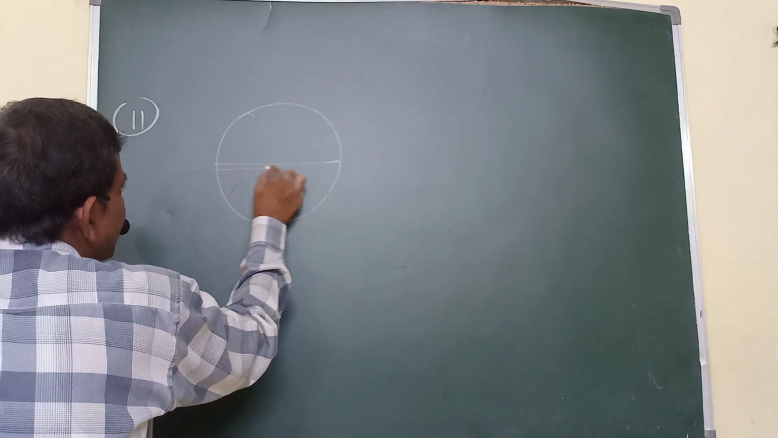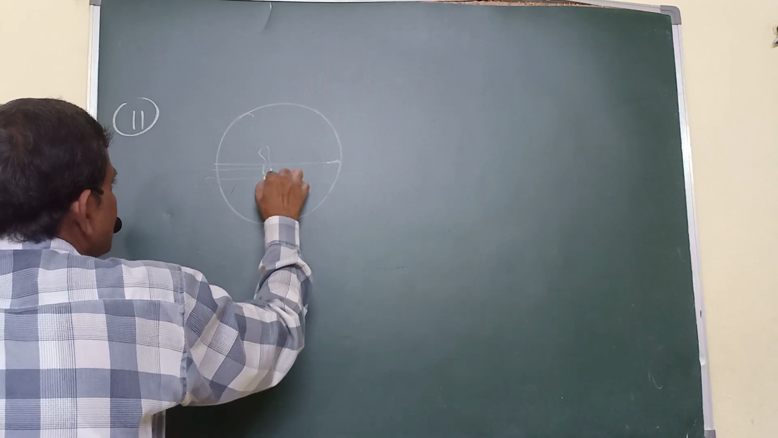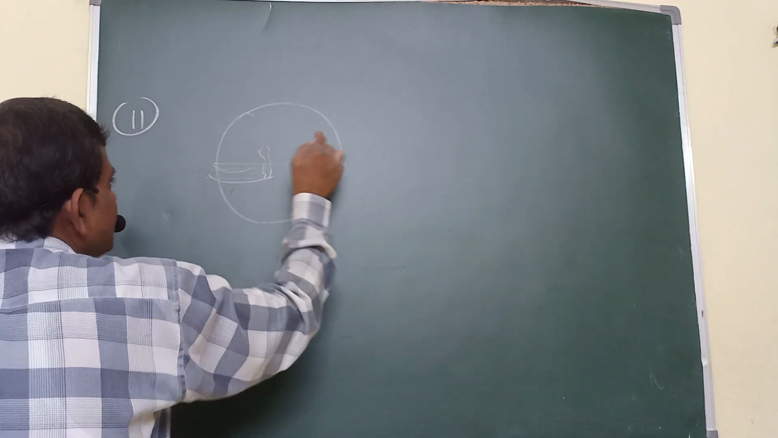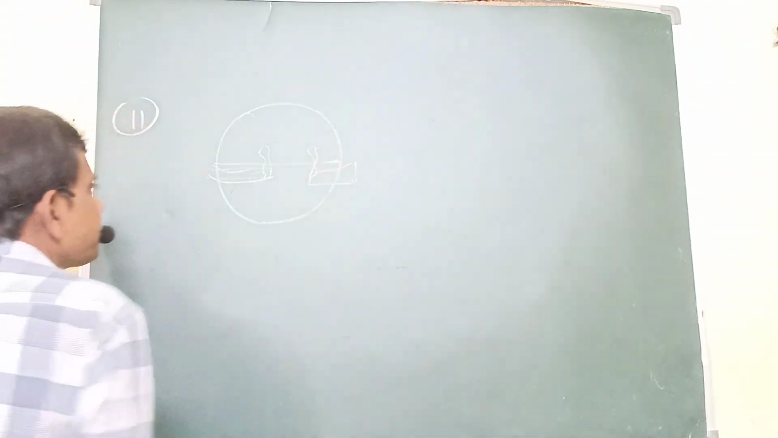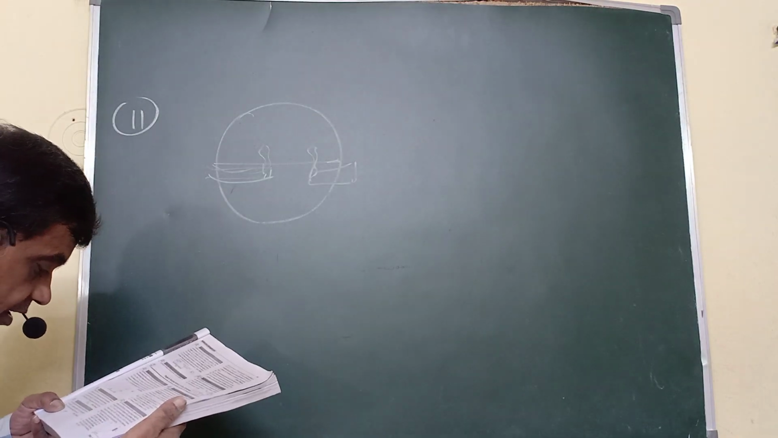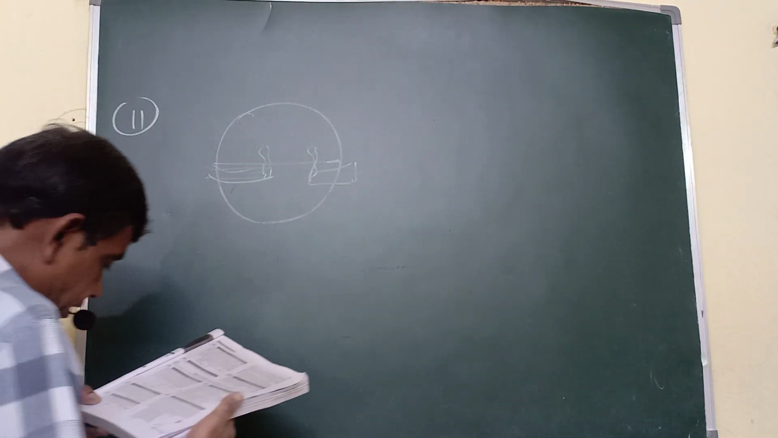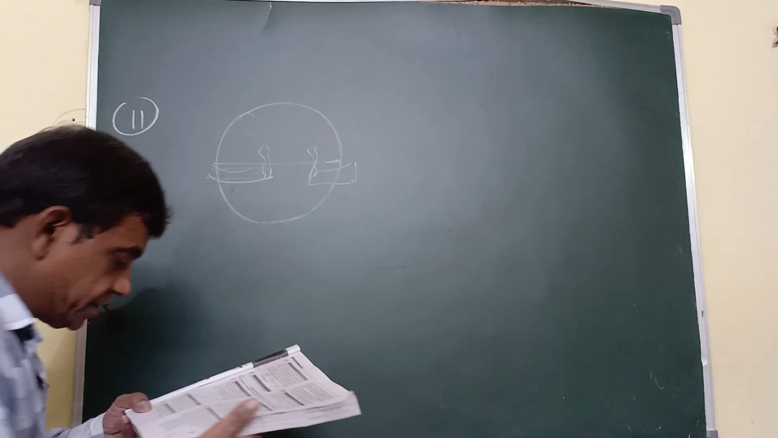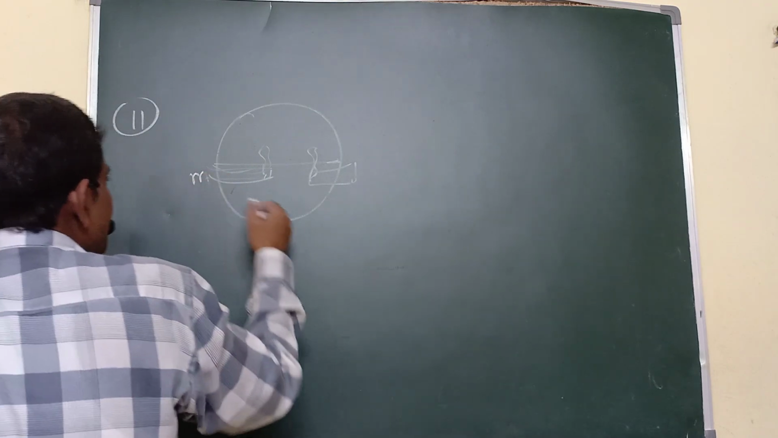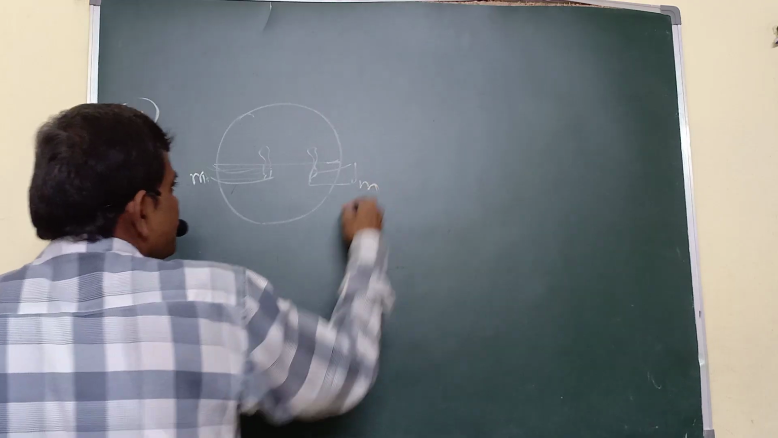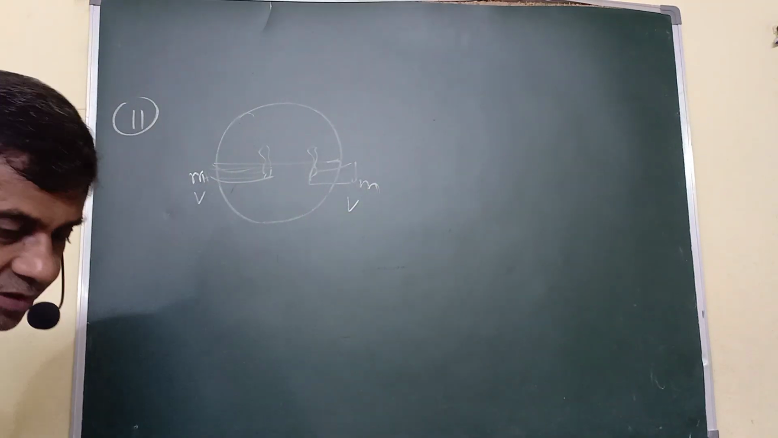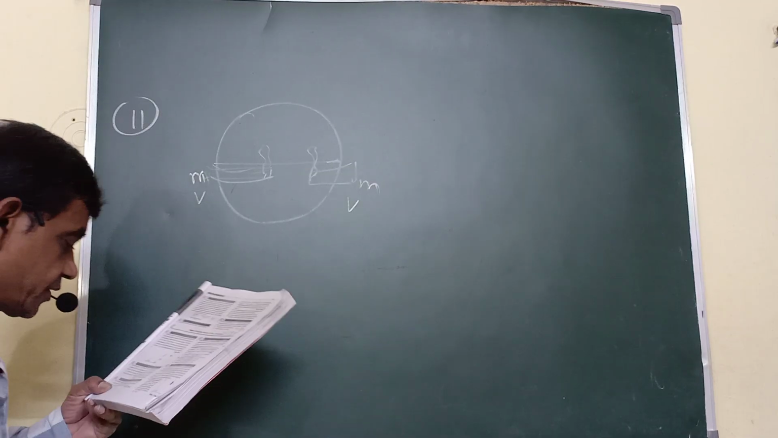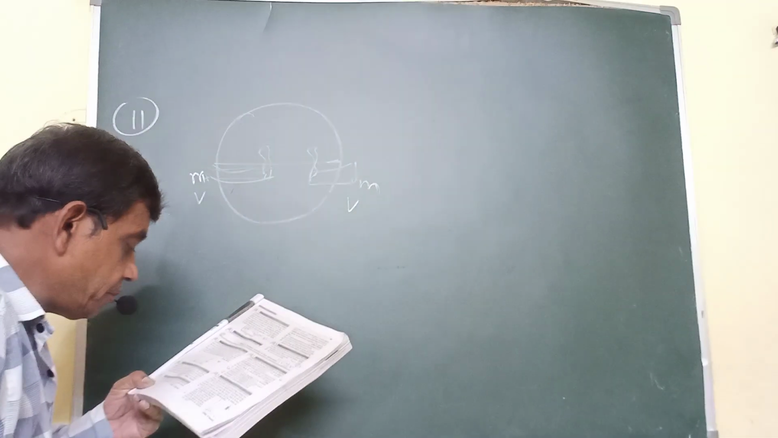One train is coming like this, in this way, curved path. Another train is coming like this. What have we here? Two identical trains are moving on the rails along the equator, in opposite directions with the same speed. Identical means this mass is also the same, this mass is also the same. Again the speed, this velocity is also the same, this velocity is also the same. So what is it asking? They will exert the same pressure on the rails.